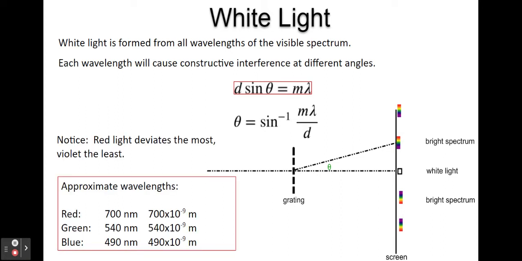We need to keep in mind these approximate wavelengths. Red, green, and blue light. Red has got the longest wavelength of around about 700 nanometers. Blue has got the shortest wavelength of about 490 nanometers, and green is somewhere in between. Try and remember these values, but if you forget them, there are some example wavelengths of red, blue, and green given in the datasheet on the inside cover of your exam paper. So if you forget them, you can always find them out there.